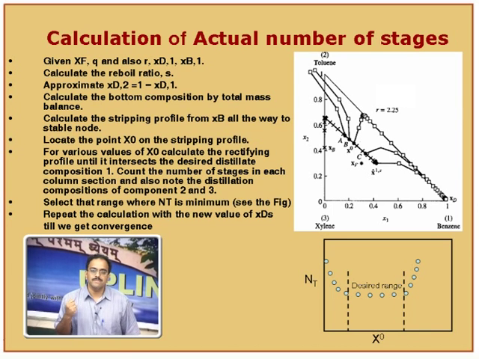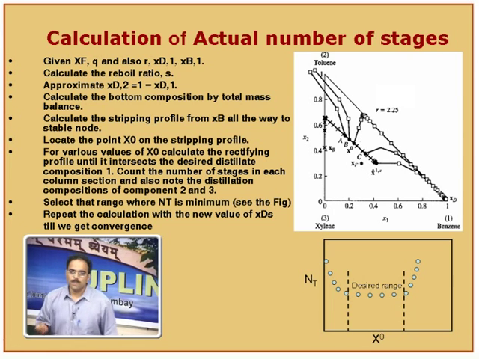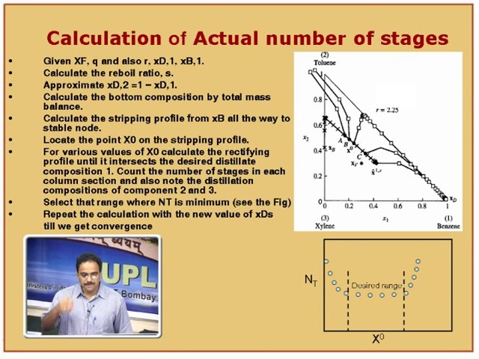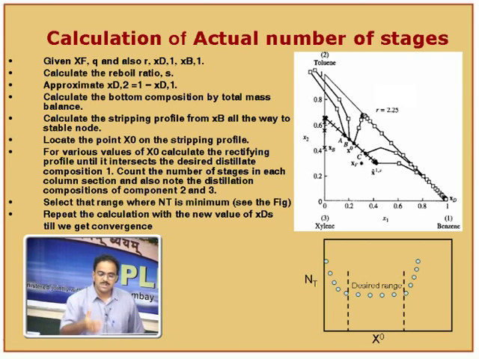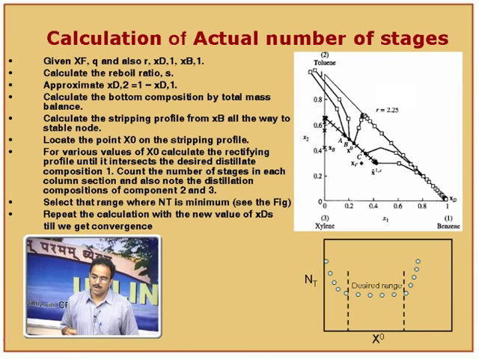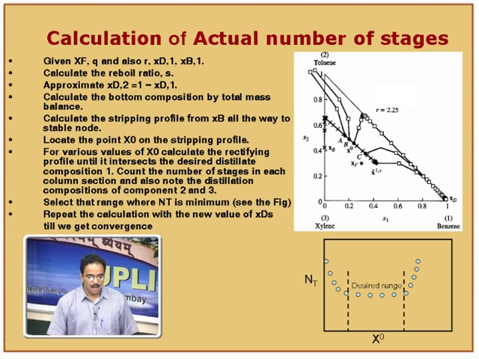Now I have a reflux ratio with me, because in the last step I calculated the minimum reflux ratio. The actual reflux ratio is typically 1.3 to 1.5 times the minimum reflux ratio. Now, with the reflux ratio given, we are going to see how to calculate the total number of stages required for the given system. So this is the algorithm given here.